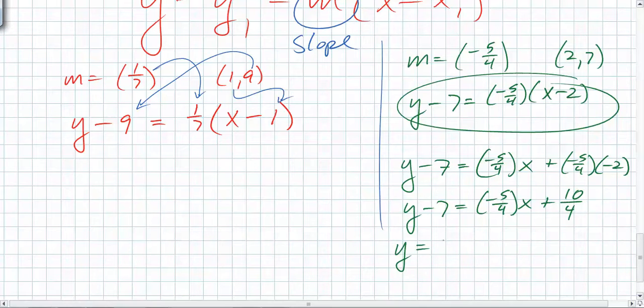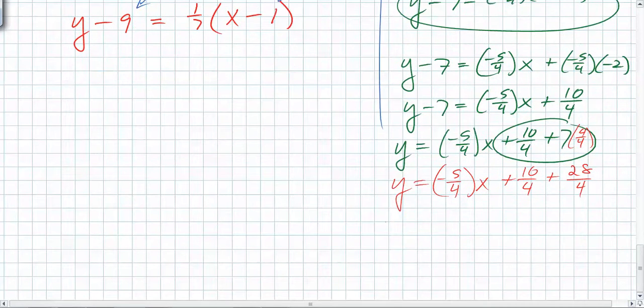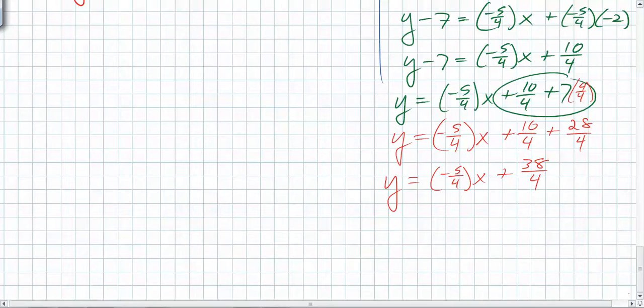Now we just need to add 7. So we have -5/4 x plus 10/4 plus 7. To add fractions, we need a common denominator, so we need to multiply the 7 by 4/4. So you're going to end up with y is equal to -5/4 x plus 10/4 plus 28/4. So y is equal to -5/4 x plus 38/4. And you can go a little further because 38 and 4 are both even, so you can divide by 2. So you get y is equal to -5/4 x plus 19/2.